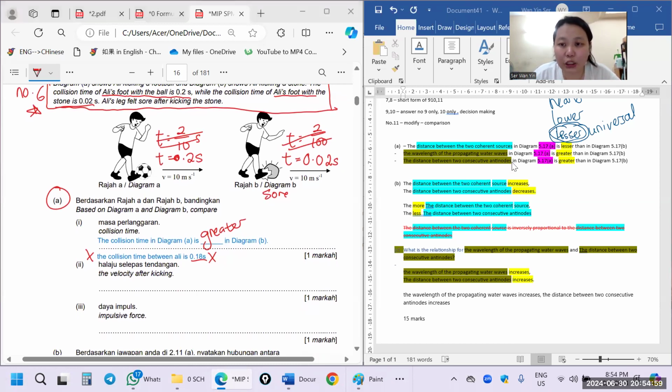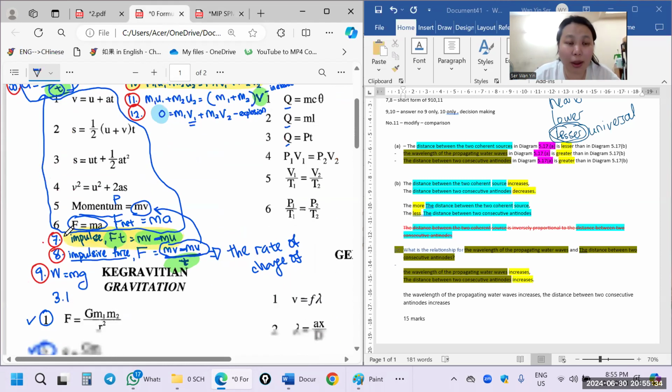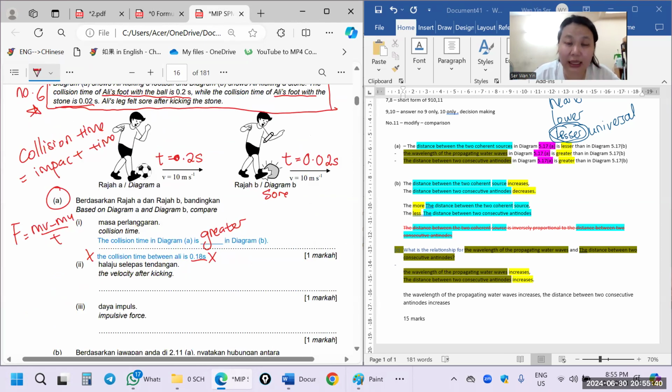Teacher, may I know, is collision time and impact time the same thing? Yeah, same thing. Collision time is the same as impact time. It's about impulsive force. F equals mv minus mu over t. Be careful. There is one more thing called impulse. Impulse is Ft.